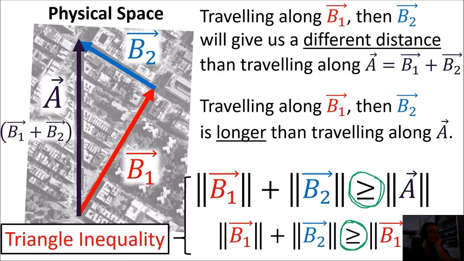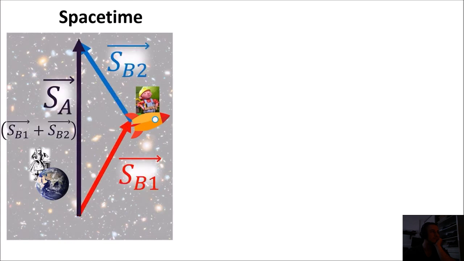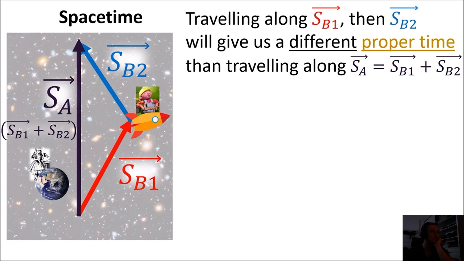It basically means that the lengths of any 2 sides of a triangle added together will always be longer than the third side. We have a similar situation in spacetime, with Alice's straight world line and Bob's zigzag world line. Traveling along Bob's world line, along vectors SB1 and then SB2, will give us a different proper time than traveling along Alice's world line, SA, which is just the vector addition of SB1 and SB2.